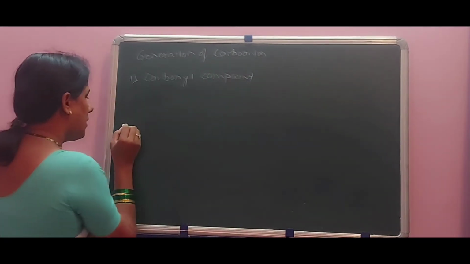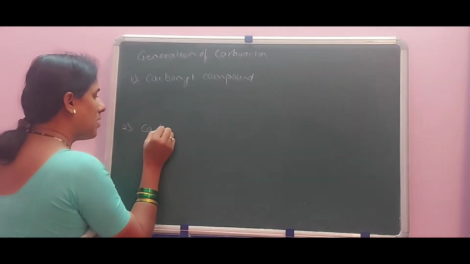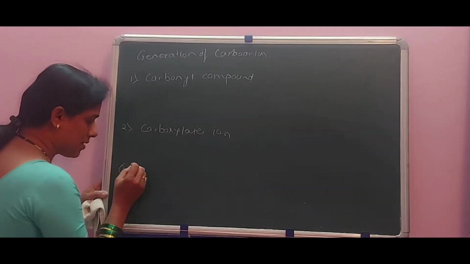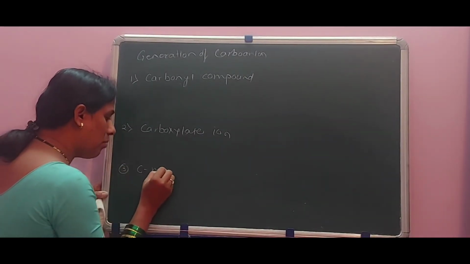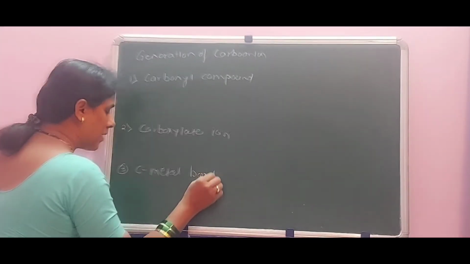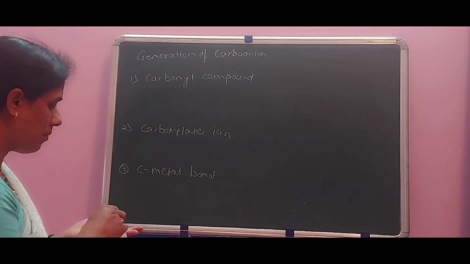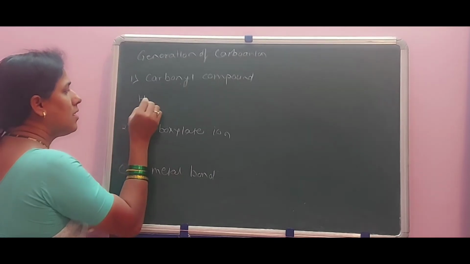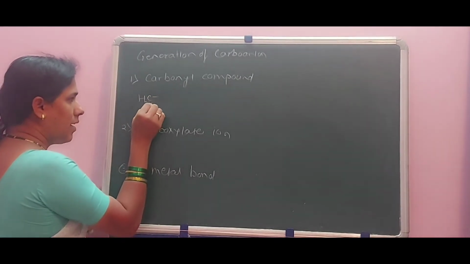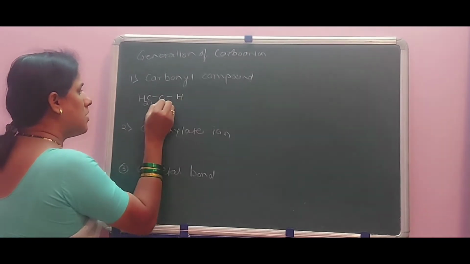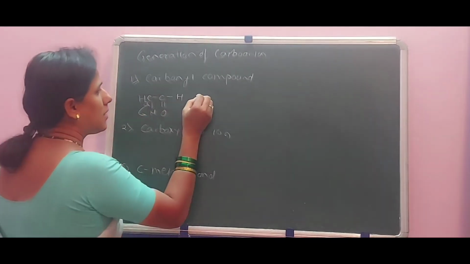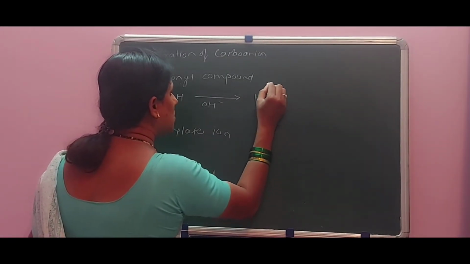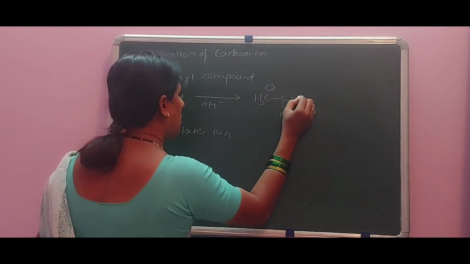Okay, the second method is from a carboxylate ion. And the third method is from a carbon-metal bond. Now we see the first method, the carbonyl compound, by taking the example of CH3, CH2, here H, CH double bond. This proton is abstracted by means of a strong base. Here there is formation of CH2=CH-O.